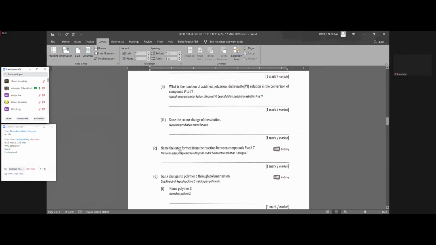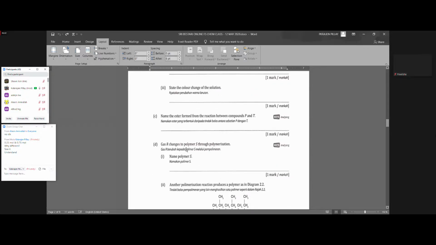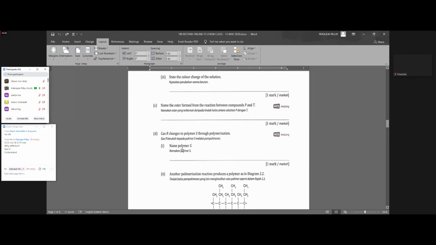Then gas R changes to, okay, gas R is ethene. That's how I showed you. This is polymerization. So name the polymer as polyethene.